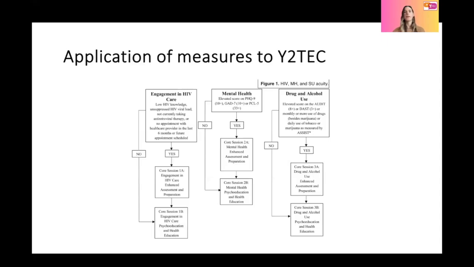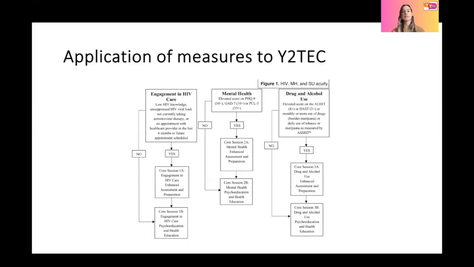For mental health, if they have elevated scores, which we're considering moderate or greater on the PHQ-9, looking at depression, or the PHQ-8 if you're using that, the GAD-7, or the PCL-5, they would get 2 sessions instead of 1. If they're mild in all these areas, they would get 1 session.